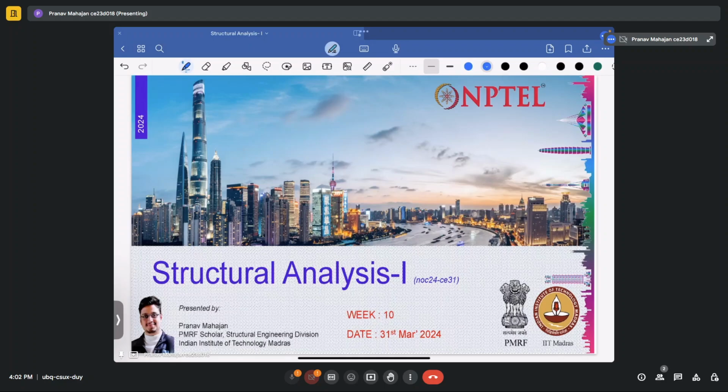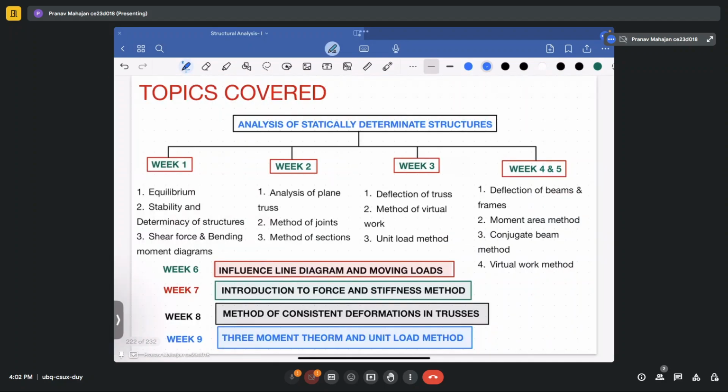So, up to week 9, we have covered the analysis of statically determinate structures, as well as a few parts of indeterminate structures, wherein we have looked at problems related to trusses as well as beams. From the starting week, we started with the equilibrium equations, wherein we saw how we can determine the reaction forces as well as the shear force and bending moment at different points along the beam section.